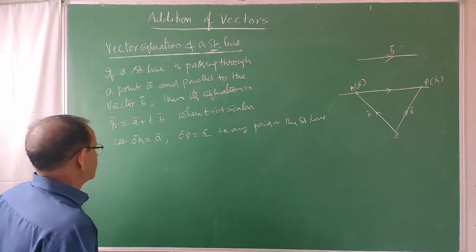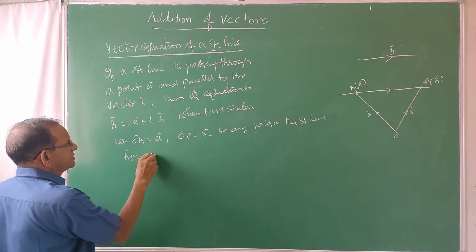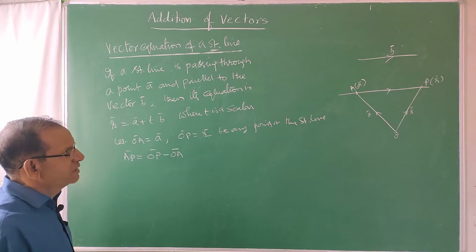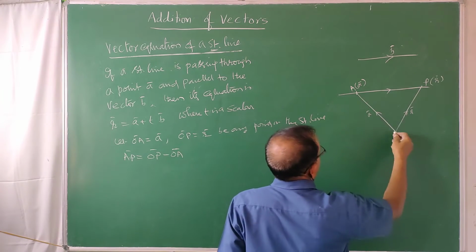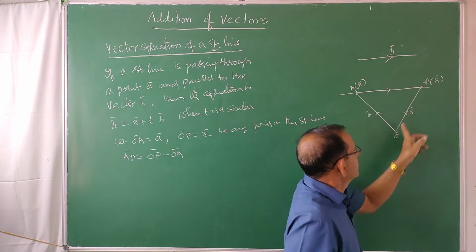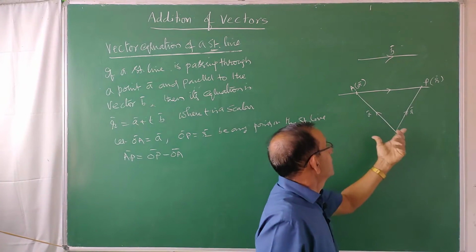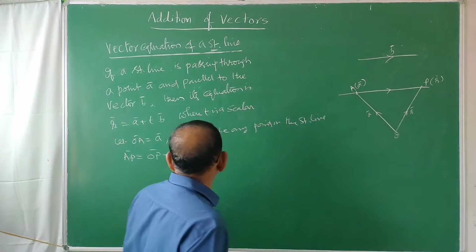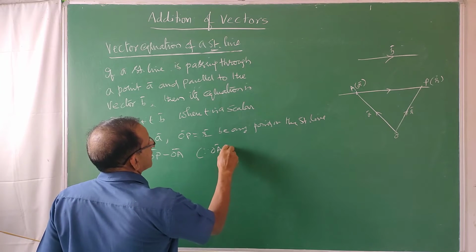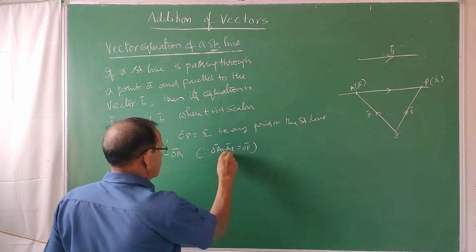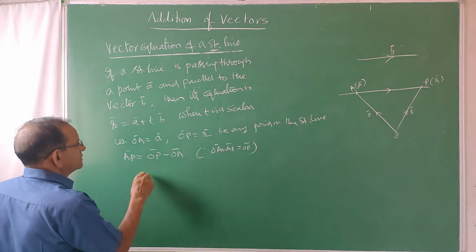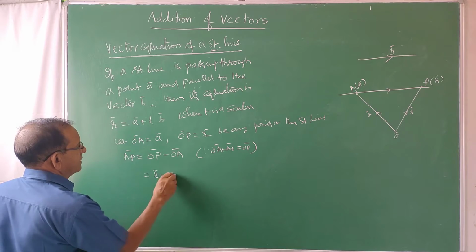Now what is AP bar? AP bar is OP minus OA, because OA plus AP is OP by the triangle law. OA plus AP is OP. So AP bar is OP minus OA, because you can write this also, OA bar plus AP bar is equal to OP bar. From that, AP bar is OP minus OA. So that is R bar minus A bar.